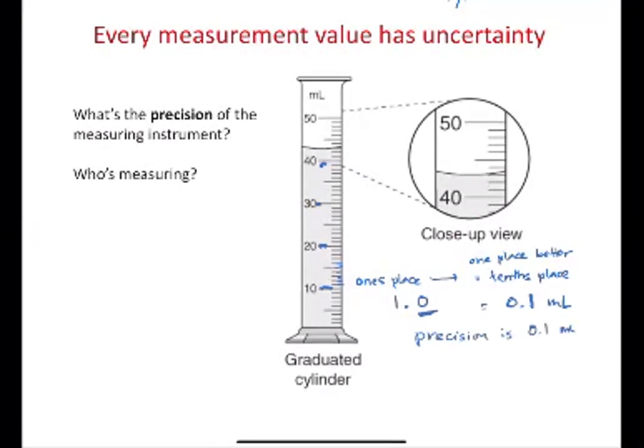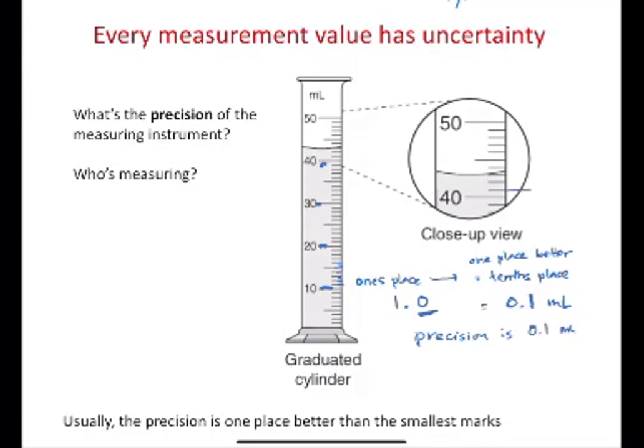That is what you can read between those marks. Looking at this up close, for instance, you've got 40 and then 41. One place better than that would be the tenths place. What you could read between the marks, between 40 and 41, would be something like 40.5. So this tenths place is the precision. It's also what you can read between the marks. It's also the uncertain digit. It's that region in between the marks. So usually the precision is one place better than the smallest marks that are shown.